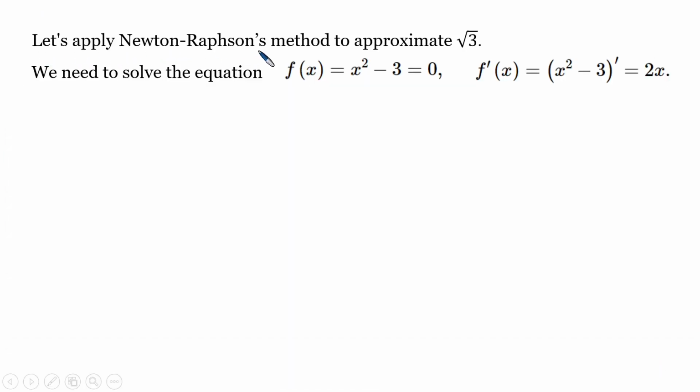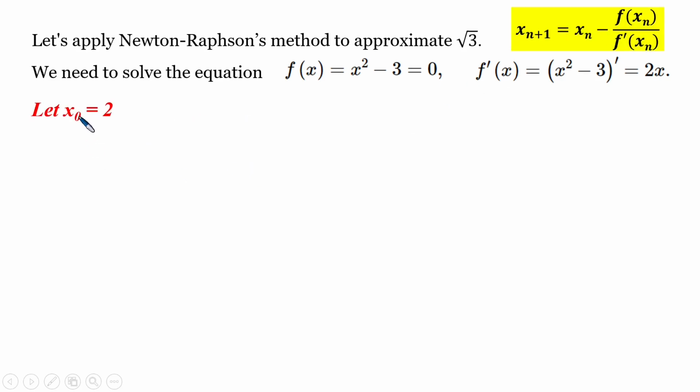Now let us apply the Newton-Raphson method to approximate the square root of 3. So now we need to solve the equation f of x equal to x square minus n equal to 0, as we did last time. N in this case is 3. And f prime of x is just 2x. This we have shown earlier how to get: the derivative of x square is 2x, which we did in our previous slide.